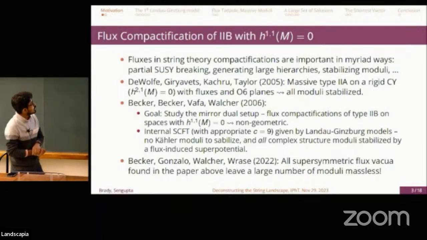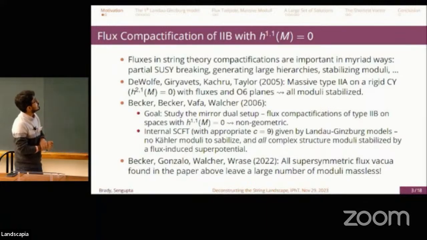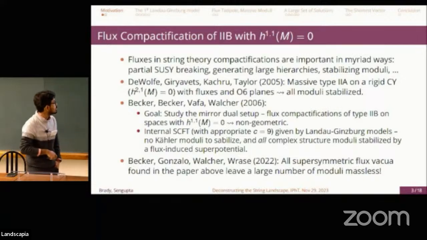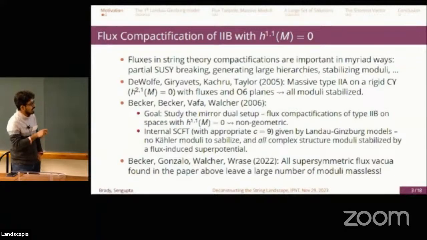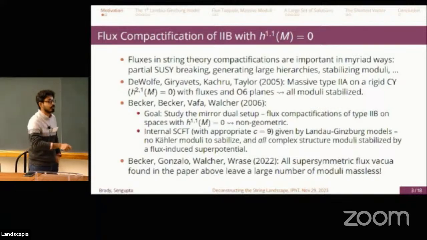But more recently, Katrin, with her collaborators in 2022, looked at all of the solutions presented in this paper, and they found that all these solutions, all the flux vacua, have a large number of moduli which are massless. Essentially, back in 2006, they were so confident that the flux-induced superpotential would stabilize the moduli that they didn't even bother looking at the masses of the fields. But a closer look at those solutions revealed this, and this paper also presented more new solutions. In all of those solutions, there are a large number of moduli that are massless.